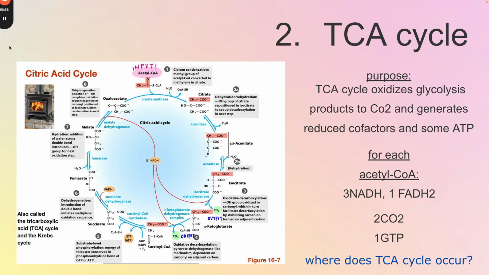So just to give a macro scale understanding of what the TCA cycle does, for each acetyl-CoA that's going through this cycle, we end up generating 3 molecules of NADH, 1 molecule of FADH2, 2 molecules of CO2, and 1 molecule of GTP/ATP. And this is all happening in the mitochondrial matrix, so this is past the second membrane, just within that matrix space.